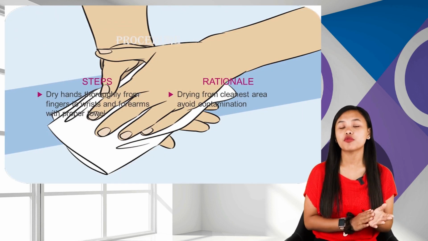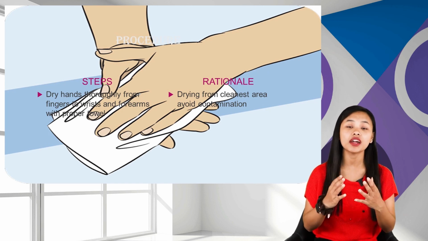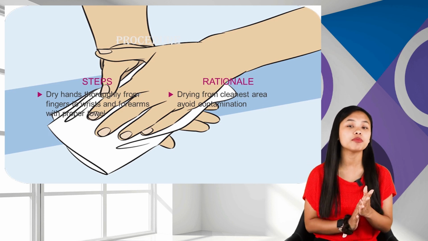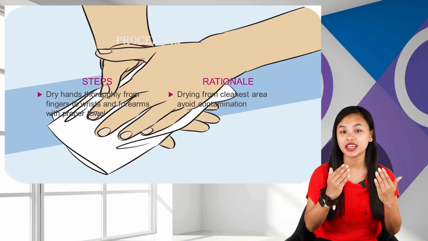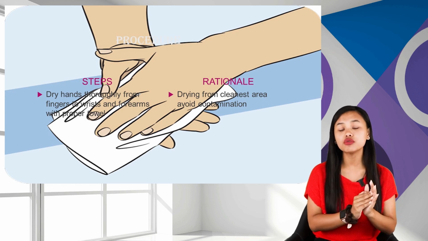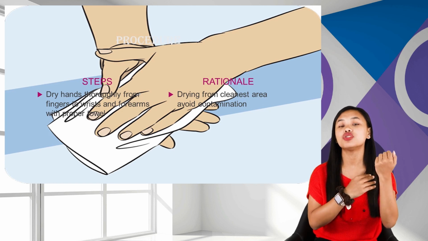So after you have properly washed and rinsed your hands, the next thing is you must dry your hands with the use of the paper towel. And when you are drying, since you have already performed the hand washing, you must make sure that you dry from the cleanest area. So here the cleanest area will be your fingers. So you must dry starting from your fingers, then to your wrist, and then to your forearm.